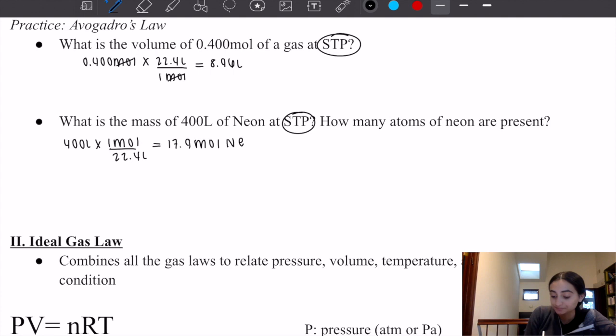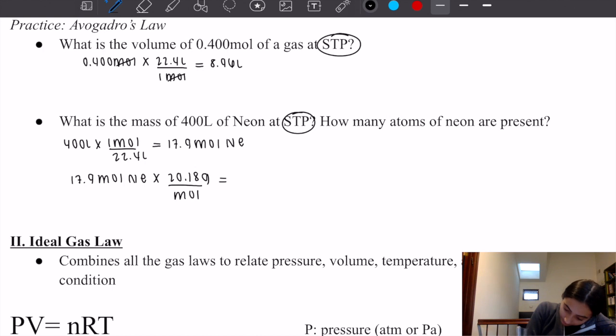And then you want to keep your unrounded version in your calculator. Then I'm going to do 17.9 moles neon and multiply by molar mass. So we have 20.18 grams per mole. And that is going to get me 360 grams of neon. So that is the answer to our first question, and it would not be very smart to just go straight to mass because we need our moles for the next part of the question.